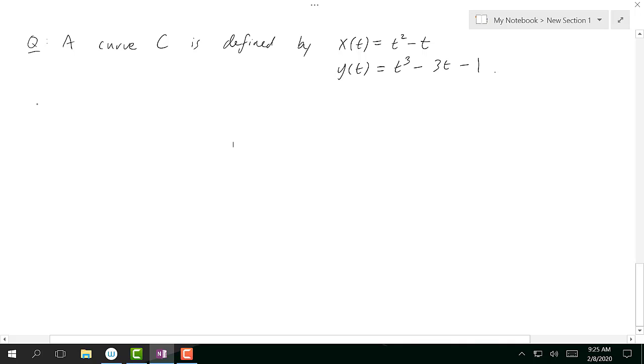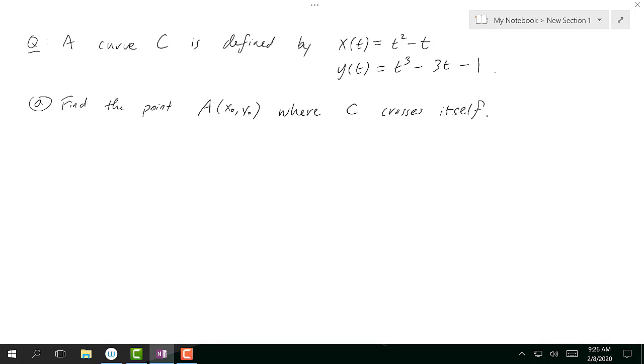So the first thing we're going to look at, part A, is going to be saying, find the point, which we'll denote A, which has coordinates x naught, y naught, where the curve C crosses itself. Where the curve C crosses itself. Okay, so the first question would just be, what does it mean for the curve C to cross itself?